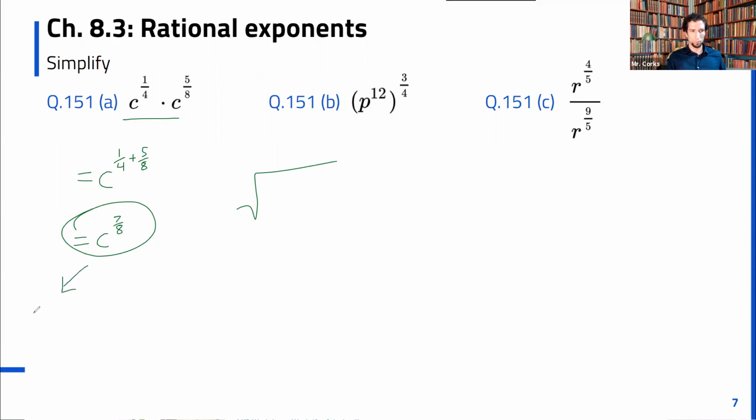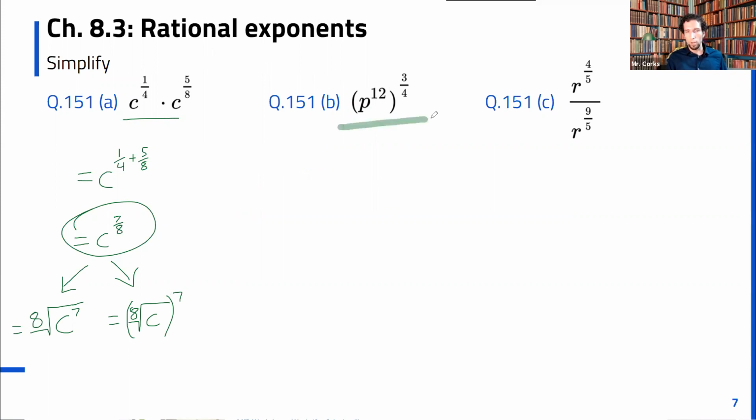8th root of C to the 7. Where's the 7 going to go? On the inside or outside of the root? Inside. Inside, okay. So that's one way. Or the other way of writing it would be the same thing: 8th root of C with the exponent 7 on the outside. It doesn't matter, it's the exact same math, but in different situations, thinking about it one way or the other way might be a little easier for you.